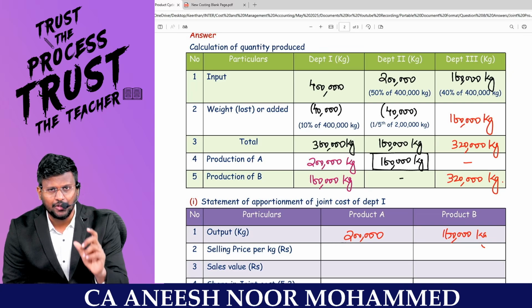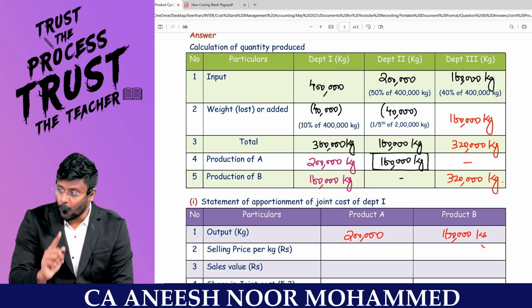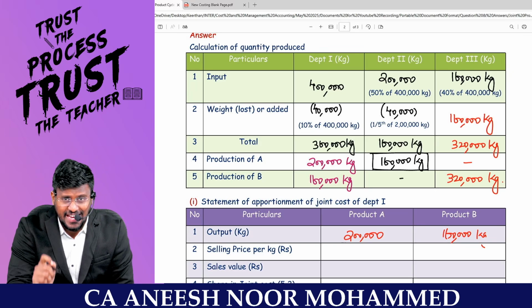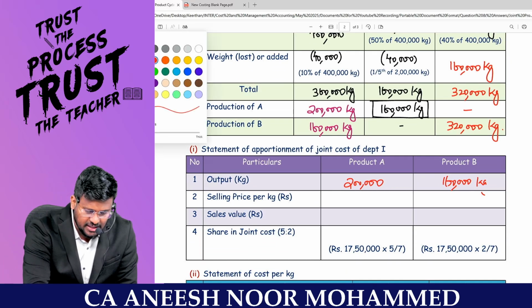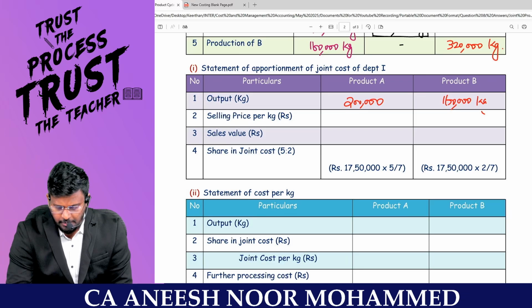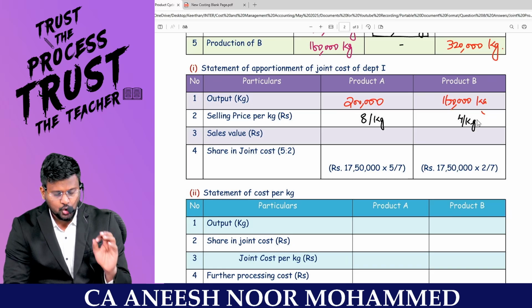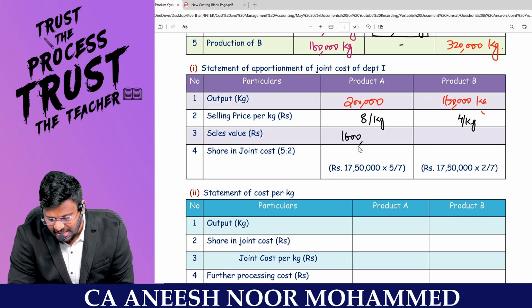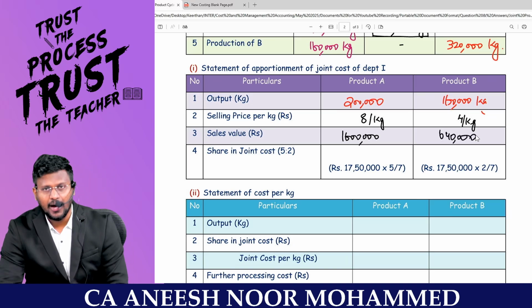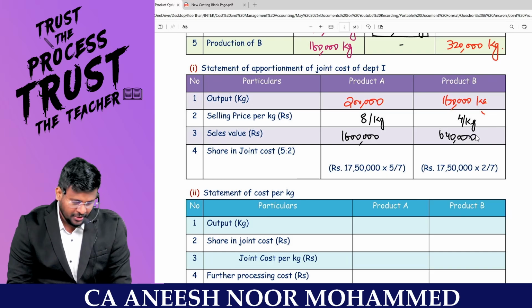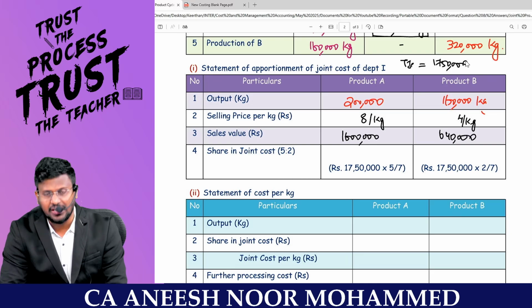But in the first part of the question, I have been asked what will be the share of joint cost if you are apportioning based upon sale value at split off point. So at split off point, my output is 2 lakh and 1,60,000 kg, my dear lovable students. And they themselves have given the selling price as 8 per kg and 4 per kg. So 2 lakh into 8 comes to 16 lakh. And 1,60,000 into 4 comes to 6,40,000. I believe that you are very comfortable here. So basically, what is the total joint cost? Total joint cost is equal to 17,50,000.